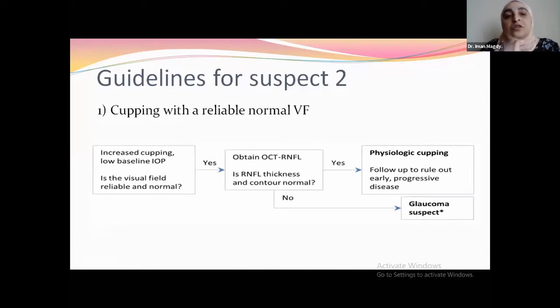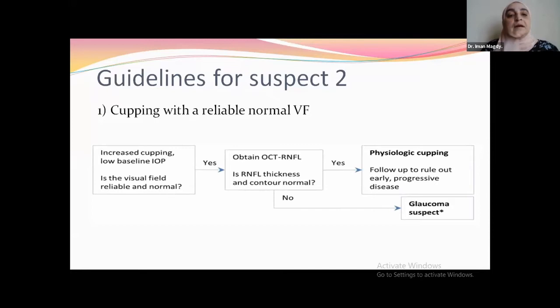How about if it's a physiological cupping? How about if the field defect we find is due to another confounding pathology? Especially if the patient is less than 50 years of age and if the visual acuity is severely affected out of proportion to the media clarity, then here we have to exclude confounding factors that could be coexisting with this cupping.